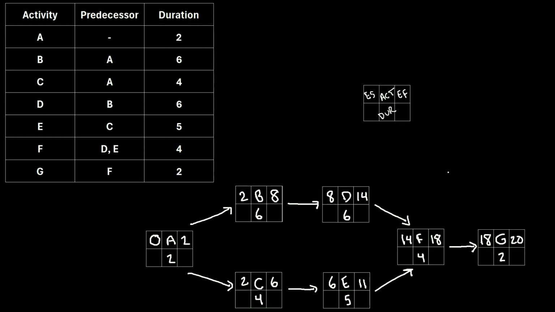One last thing that I should mention is that this method that we just used to find the early start and the early finish is known as forward pass. The reason is because we start at the first activity and we move forward through the network to identify the early start and the early finish of each activity.